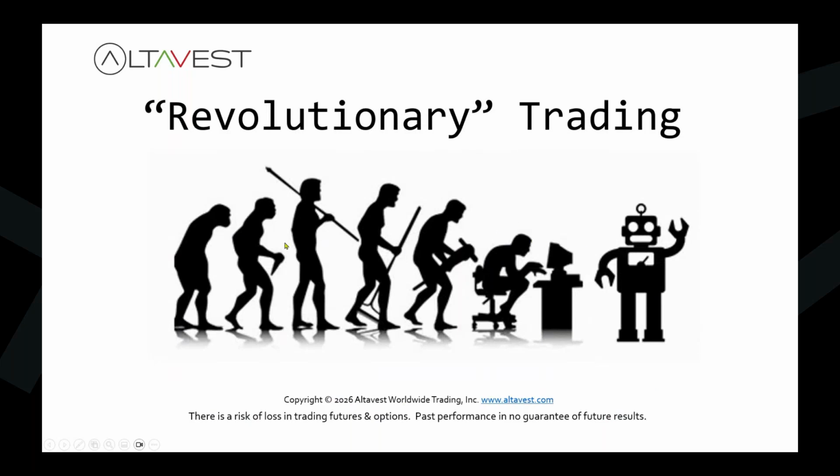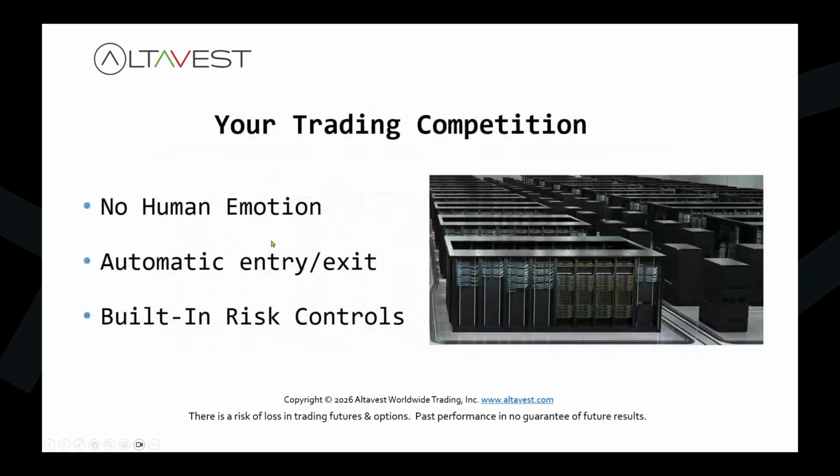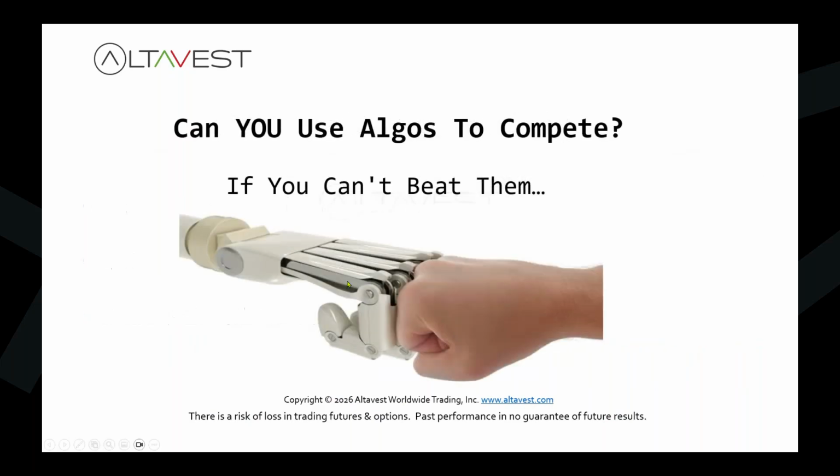But let's use some technology to help us along the way. Remember, this is our competition. It's running with no emotion, automated entry and exit and risk controls, profit controls as well. So how do we use algorithms to compete?